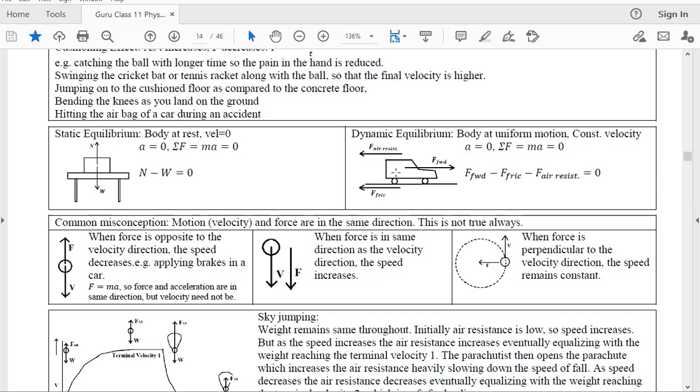But if it's moving at constant velocity, then it's called dynamic equilibrium. In this case, if the car is going at a constant speed, let's say 60 km per hour or 80 km per hour, the engine forward force should be equal to the air resistance and friction. So sigma F is equal to ma. Constant velocity means acceleration is 0. Why? Because acceleration is change in velocity by time, and the change in velocity becomes 0. So acceleration is 0, which means this becomes 0. What this means is this is equal to this. That's the meaning of this. So F forward is equal to F air resistance plus F friction.